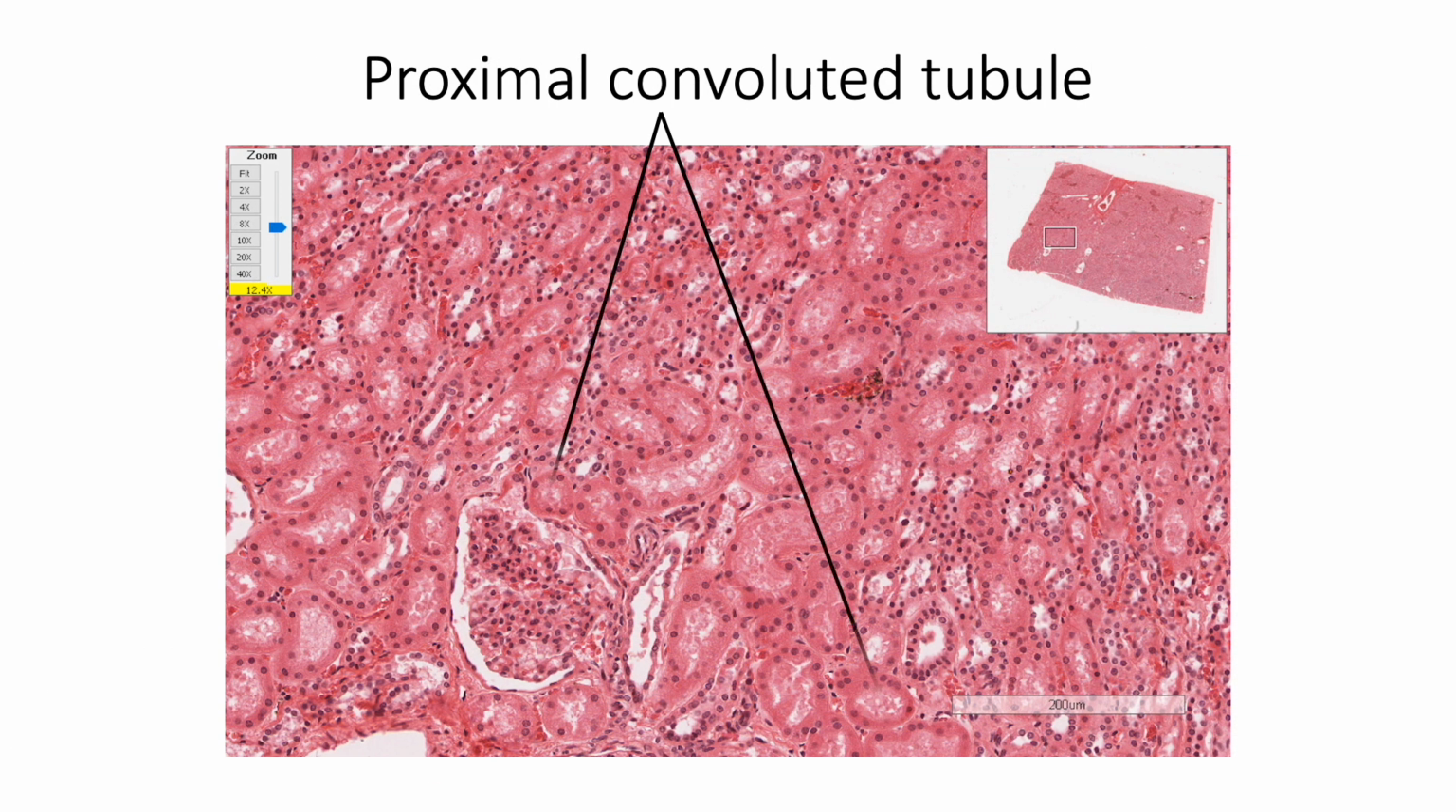Bowman's capsule continues as the proximal convoluted tubule at its urinary pole. Proximal convoluted tubule is entirely found in renal cortex. It has a short straight neck at its beginning and continues as highly convoluted tube up to medulla, where it continues as loop of Henle.